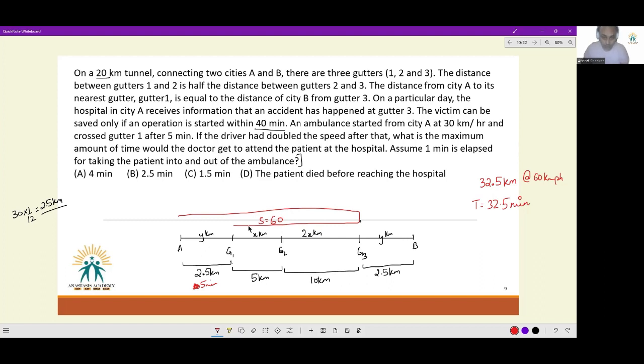So for this journey from gutter 1 to coming back to the hospital, the time that the ambulance will take is 32.5 minutes. But this is not all the time. It also took 5 minutes earlier to get to gutter 1. So the total time it has taken is 37.5 to get back to hospital.